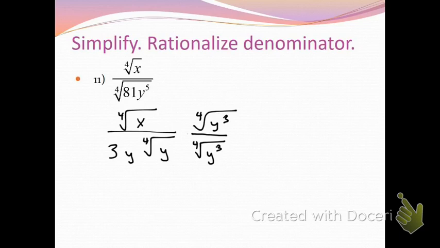So, Sam, what's my new denominator? Yeah, what's it become? What's the new simplified denominator? Well, Sam, what's 4th root of y times the 4th root of y cubed? What's this become right here when you multiply these two together? This is the whole point of rationalizing, because that would be the 4th root of y to the 4th, which is y.